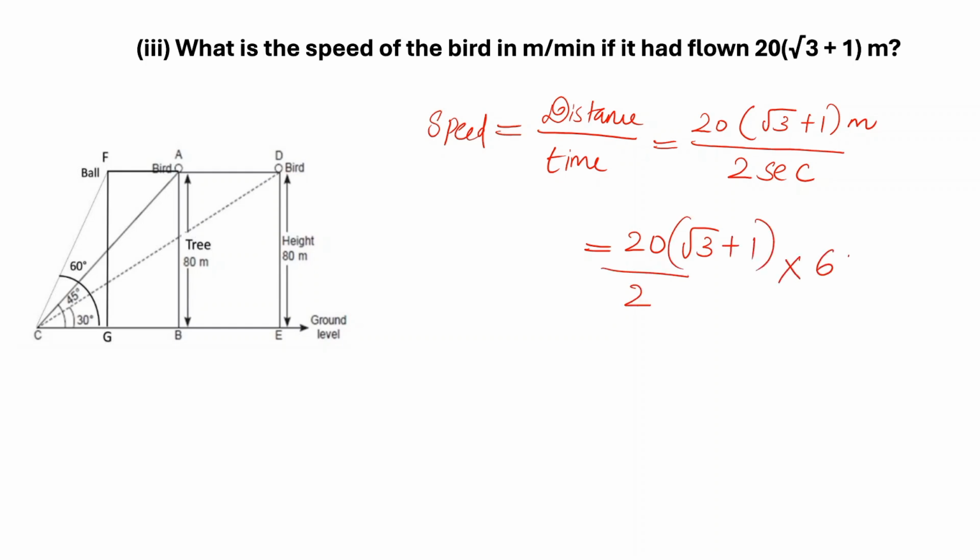For that, we will multiply it with 60 so that we will get meters per minute. In 1 minute, how many meters did it travel? Okay, so we can just cancel out the common things. 10 times 60, 600 times root 3 plus 1 meter per minute is the answer for this question.